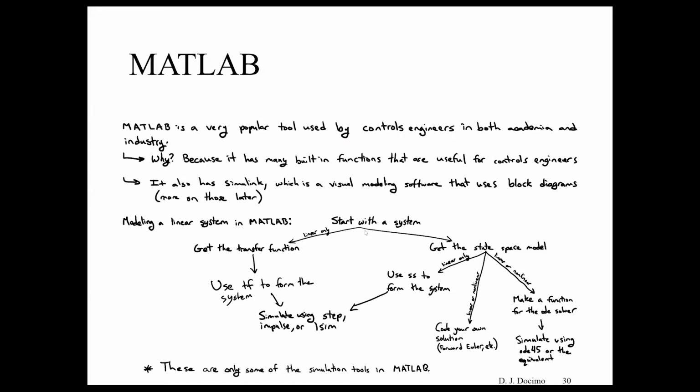Now, if it's nonlinear, we can still do something. We can get the state space model. If it's linear, we can use SS, which stands for state space, to get the form of the system and essentially do the same thing that the transfer function did. Now, if it is linear or nonlinear, you could code your own solution like forward Euler, etc. Or you could use a function from the ODE solver. So for example, ODE45 or the equivalent, you come up with a function that uses that. And these are only some of the simulation tools that you can use in MATLAB, depending on what your problem is.